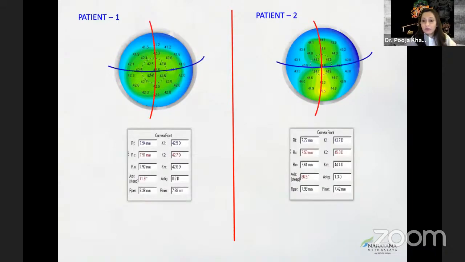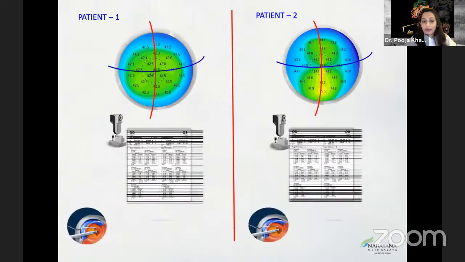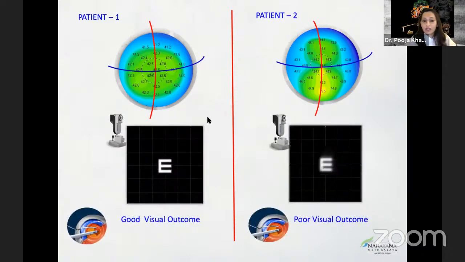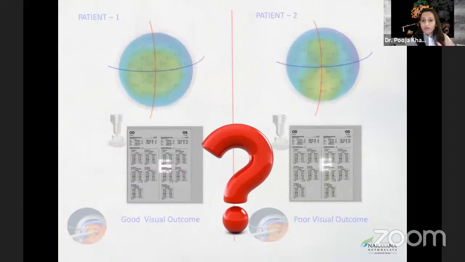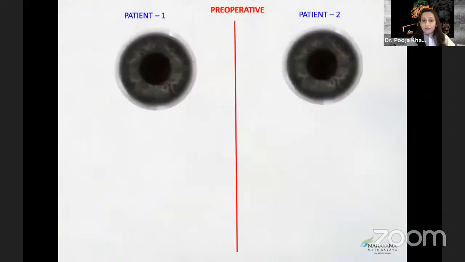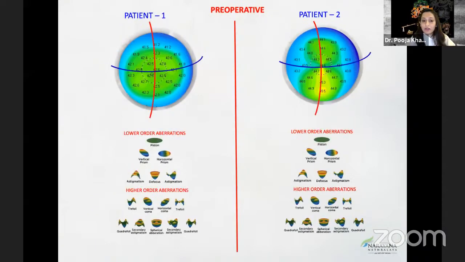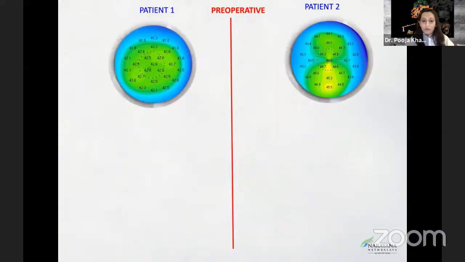So let's again, normal topography, we went ahead and did a cataract surgery for the patient, but one patient had a good outcome and the second patient had a poor visual outcome. So what was happening here? Why did both the patients with normal topography have different outcomes? So we went and saw that the lower and higher order aberrations for the cornea were absolutely normal. No change in coma, spherical aberrations were also within normal limits.